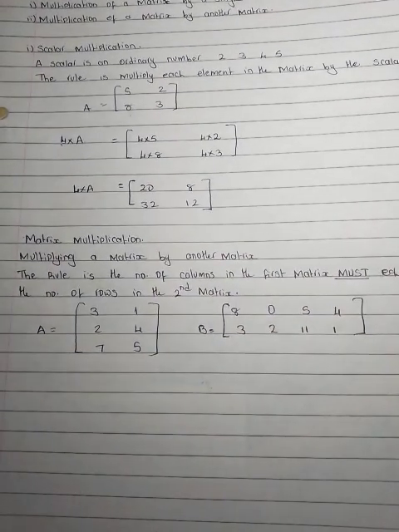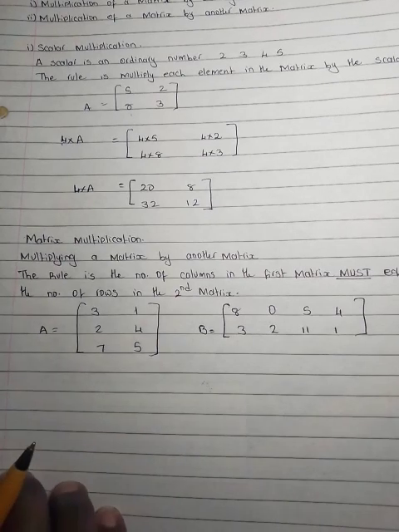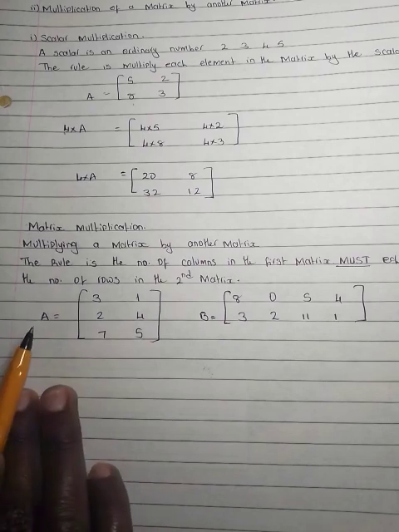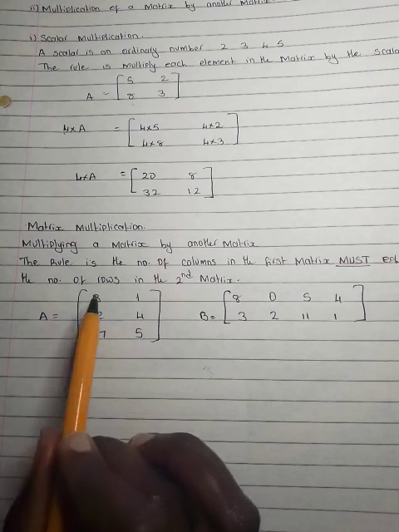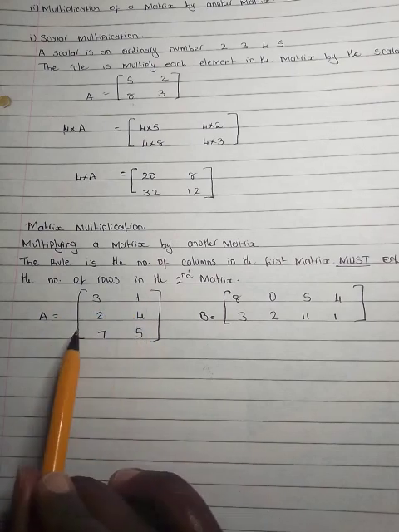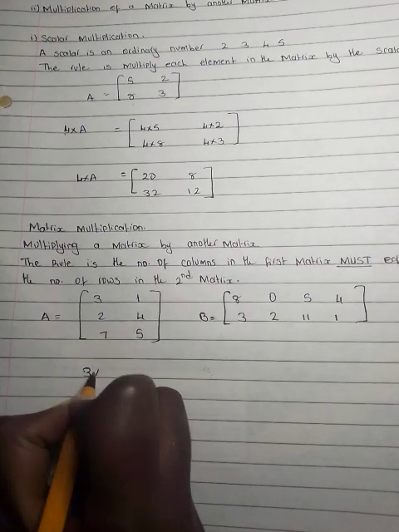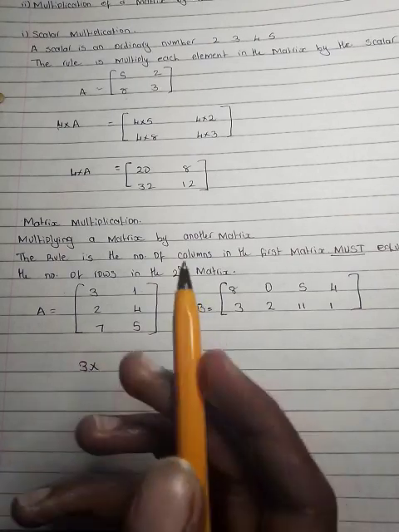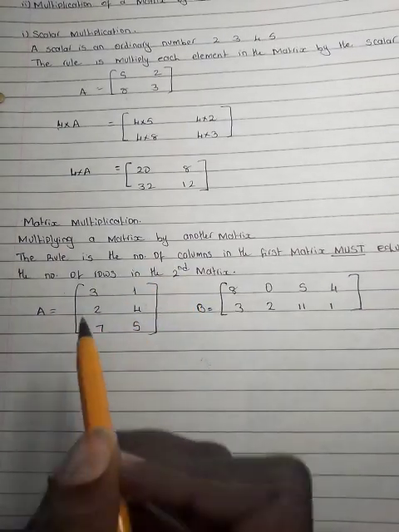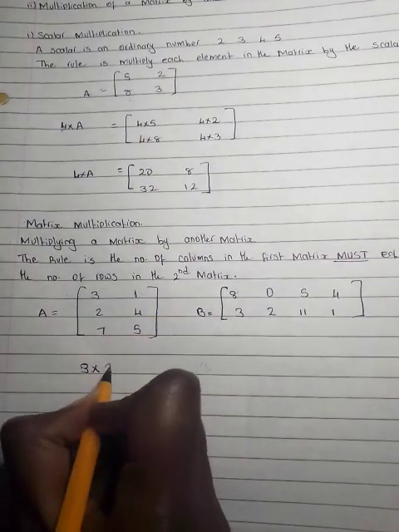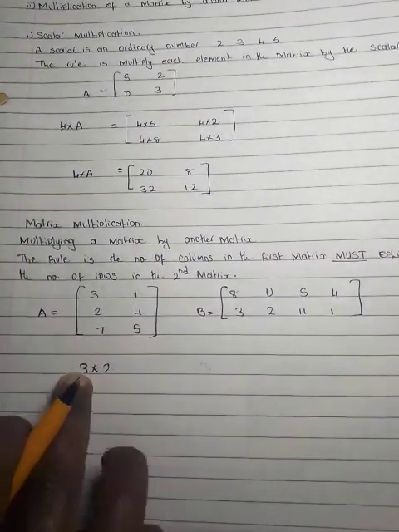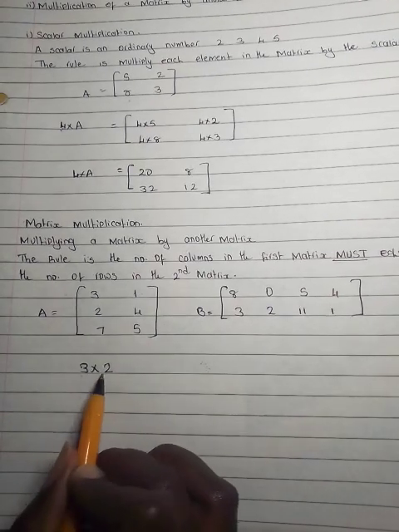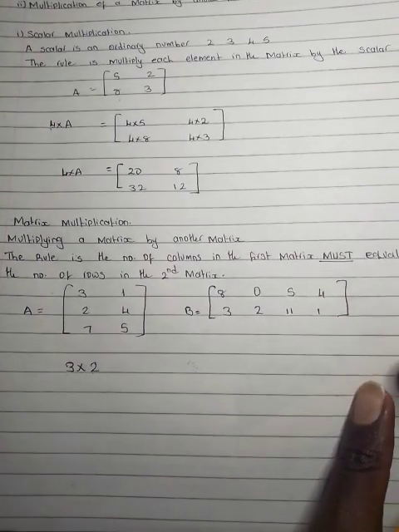Now, remember in the previous video, we were able to look at how to tell the size of a matrix. So what is the size of matrix A? You start with the rows: 1, 2, 3. It is a 3 by 2 matrix. Then you go to the columns: 2 columns. So 3 rows, 2 columns. That is the size of matrix A.